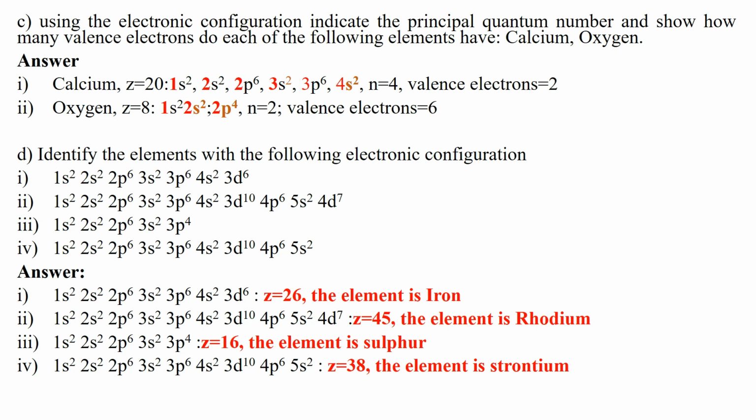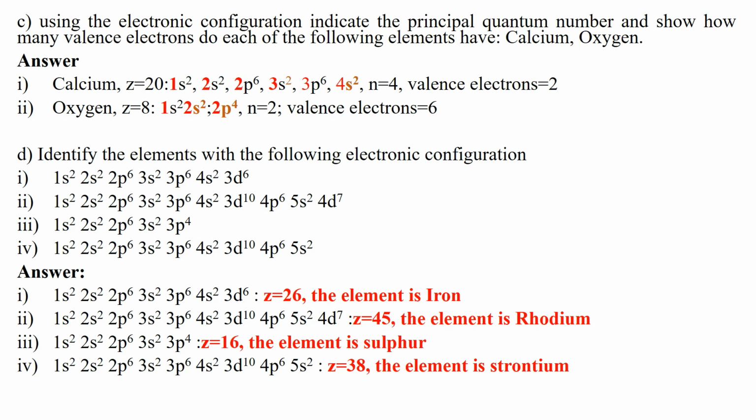For oxygen, Z is equal to 8. The electronic configuration will be 1s2, 2s2, 2p4. n is equal to 2 as the last shell. Then how many electrons do we have in the last shell? We have 6 electrons: 2 electrons in 2s and 4 electrons in 2p.